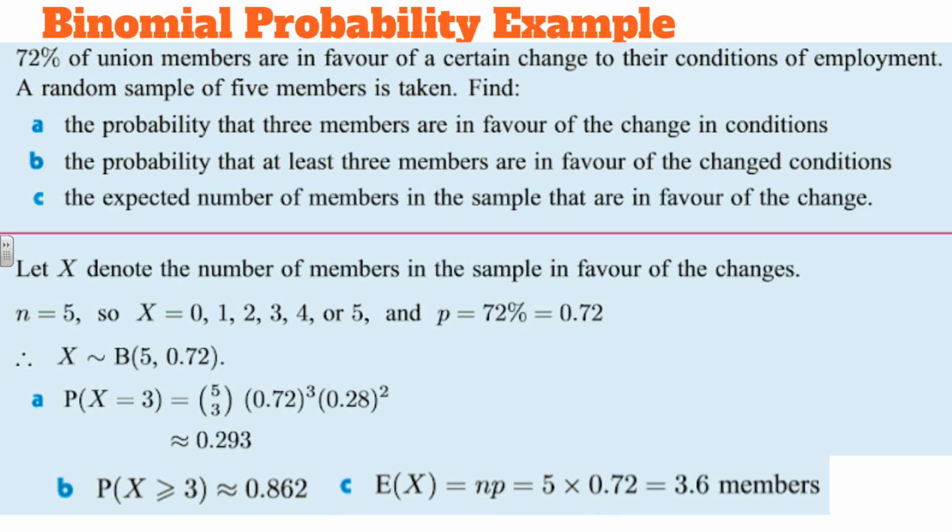And question C is asking for the mean number of the members of the sample who are in favor. So that's just n times p. 5 times 0.72 is 3.6 members. Now, I know you can't actually have 3.6 members, but we don't round. We still keep our decimals there, because if we were to change certain aspects of it, we want to maintain that accuracy as we go through.